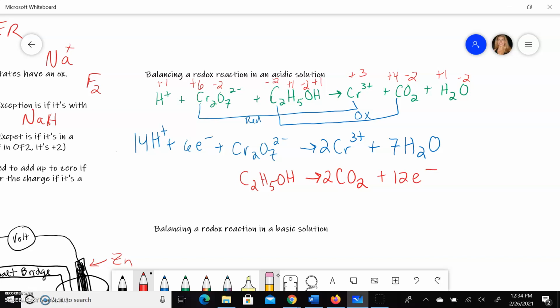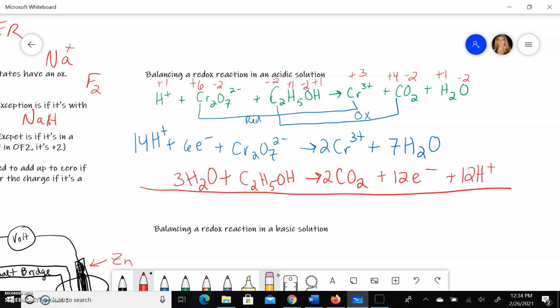Then we're going to fix oxygen. So it looks like we have 1 oxygen on the left and we have 4 on the right. So we're going to add 3 waters over here. And now we have 6 hydrogens in the water, plus 5 more, plus 1 more is a total of 12. So we need 12 hydrogens on this side, 12 H pluses.